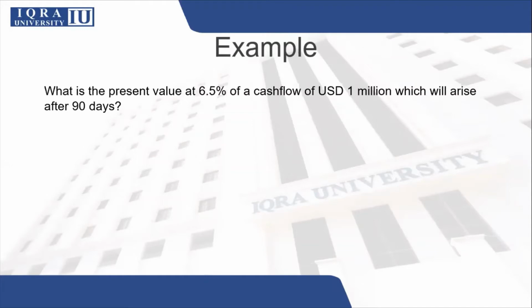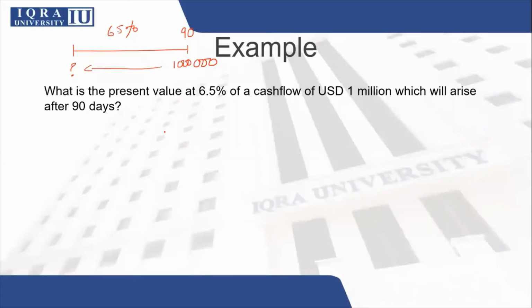So what is the present value at 6.5% of a cash outflow of USD 1 million which will arise after 90 days? Basically, after 90 days you will have 1 million. So what is the present value of this cash flow? And the rate is 6.5%.